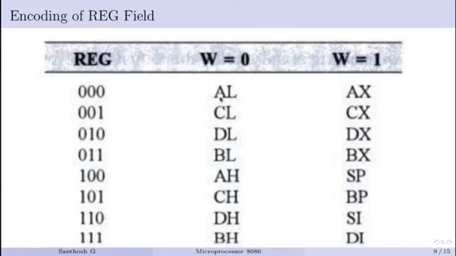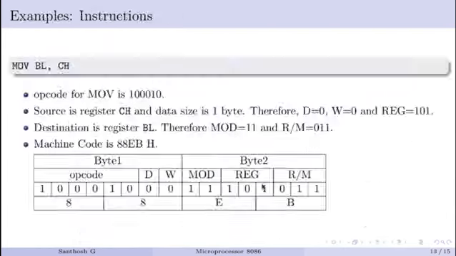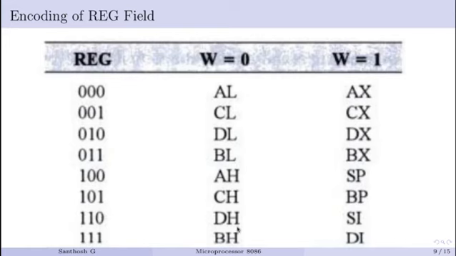If reg equal to 0, 0, 0, then for W equal to 0, the register specified is AL, and for W equal to 1, the register specified is AX. Now for 0, 0, 1, they are CL and CX, and 0, 1, 0, they are DL and DX, and for 0, 1, 1, they are BL and BX. For 1, 0, 0, the register specified when W equal to 0 is the AH register, the higher byte of the AX register, and for W equal to 1, that is the stack pointer SP. Now for 101, the registers are CH and BP, and for 110, the registers are DH and SI, and for 111, the registers are BH and DI.